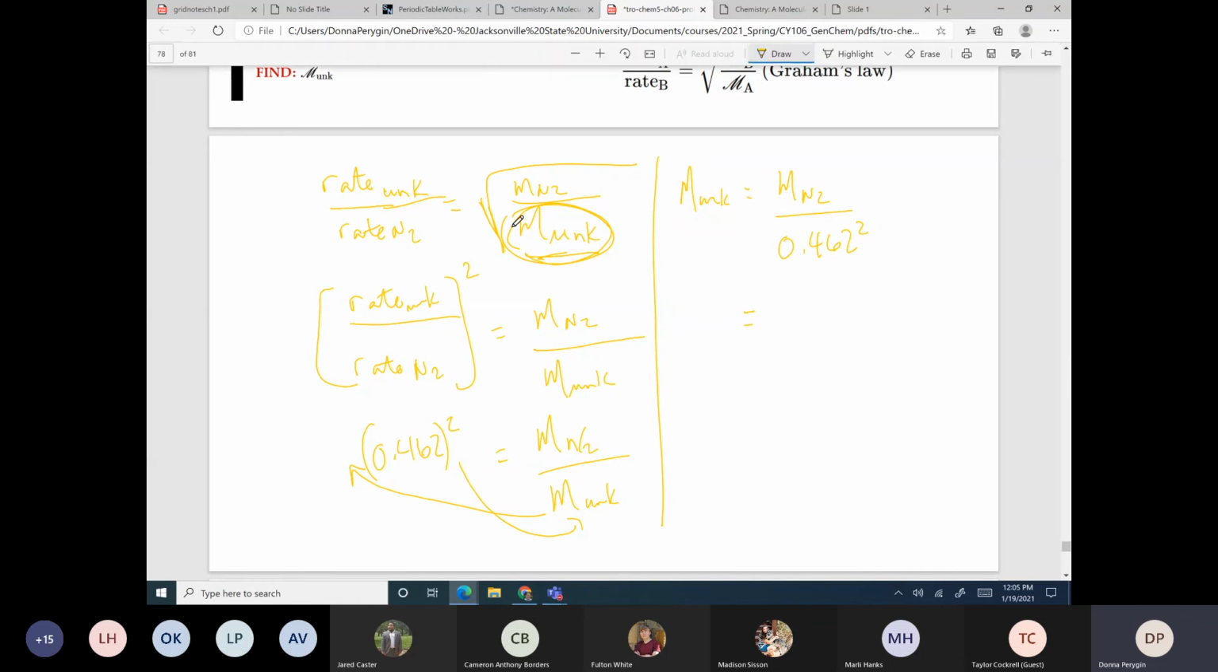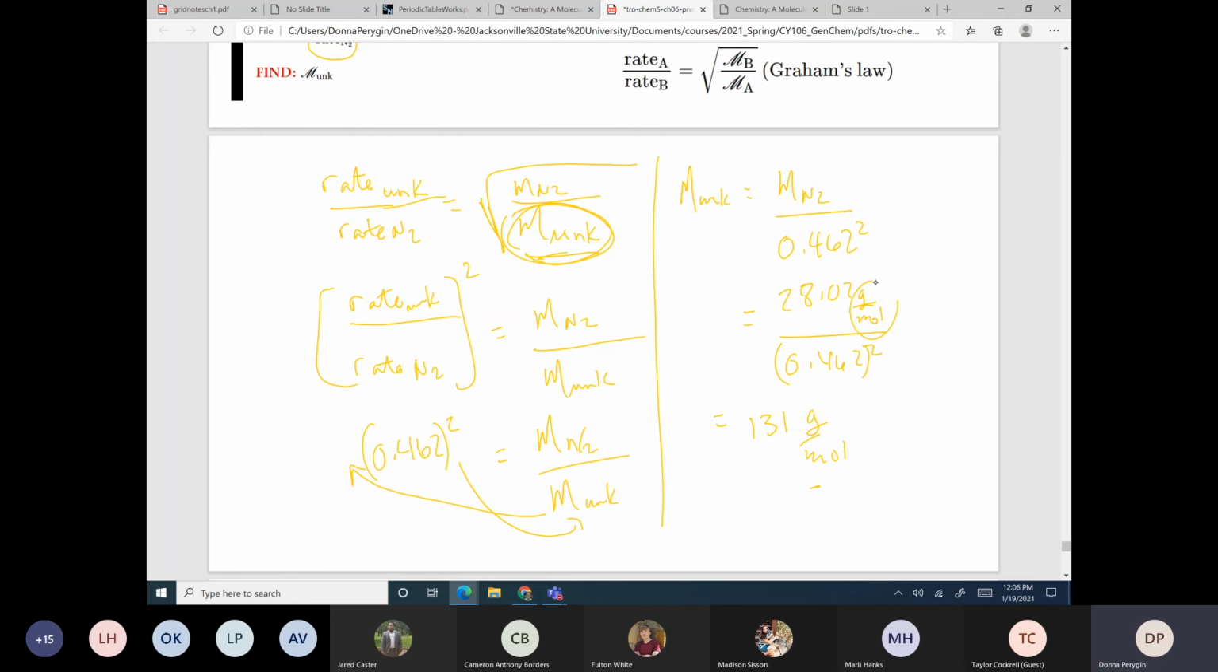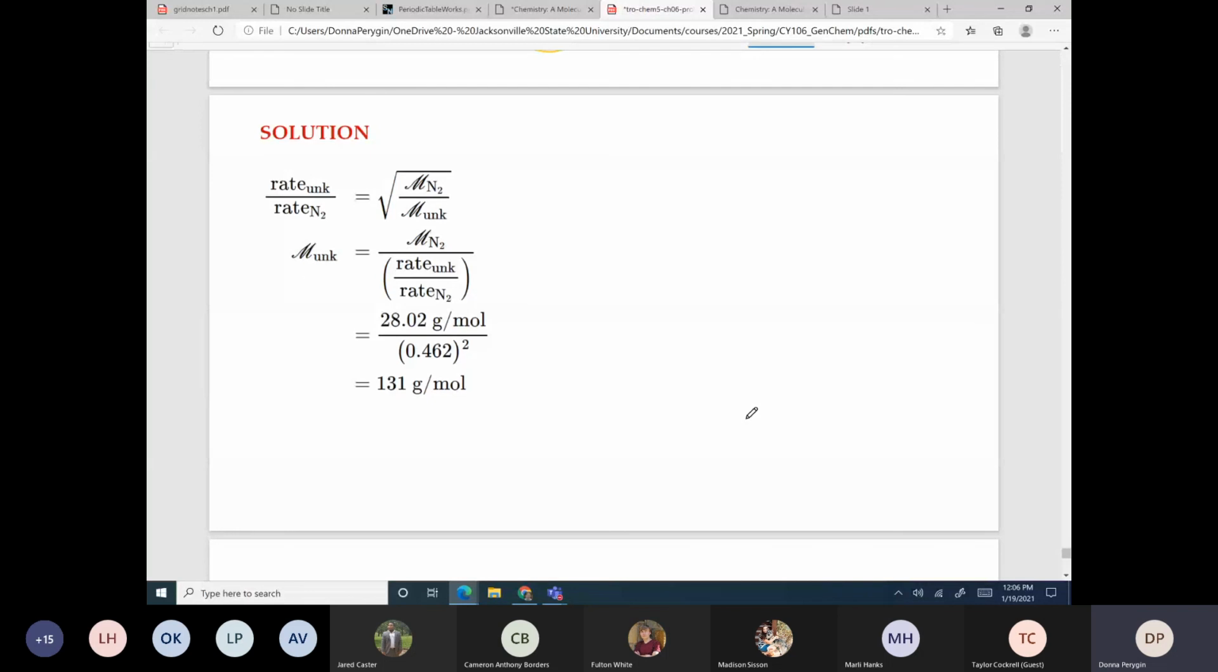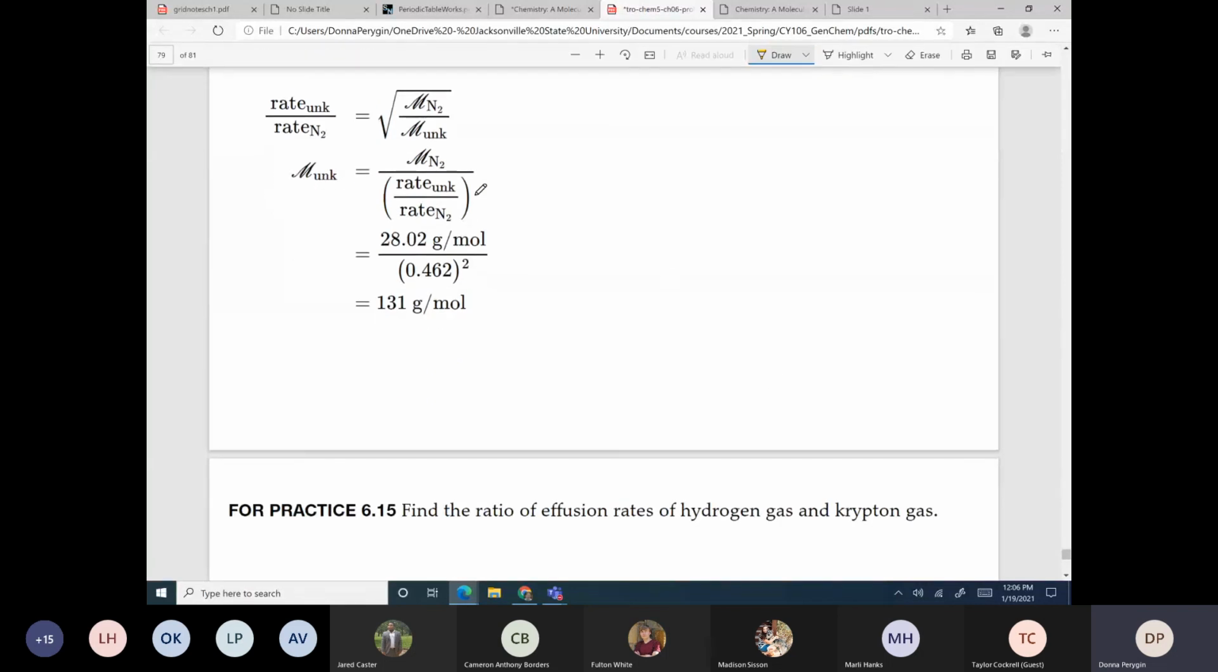And what is the molar mass of N2? That's going to be 28.02 grams per mole, divided by 0.462 squared, which they actually got correct, but they just didn't put the squared in there when they solved it. So that is equal to 131 grams per mole, because the rate has no units, so we're still left with our units here. So the molar mass of the unknown gas is 131 grams per mole. See, when they did that, they just left that squared off. So there's an error here. That's what they did wrong.